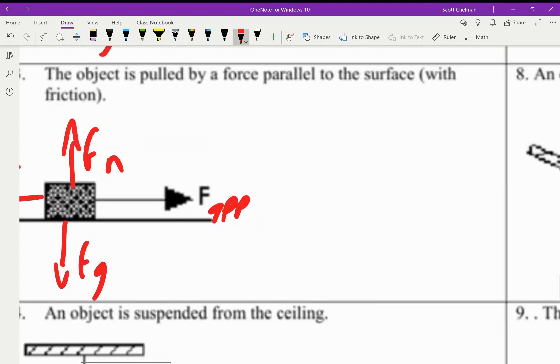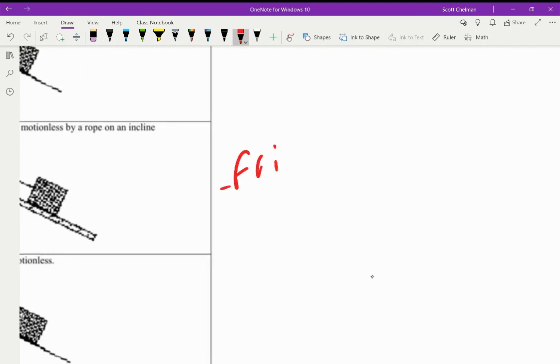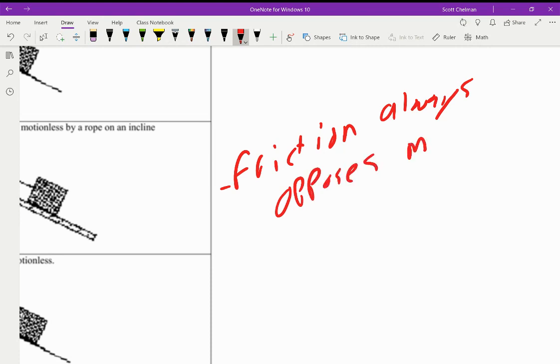All right. Remember, and this is important enough that we're going to write it off to the side here, friction always opposes movement. Okay. So if there's nothing trying to move, then there's no friction. But if it's trying to move, then whatever is rubbing against it, that's going to cause a friction, and it's going to try to stop that movement, basically.